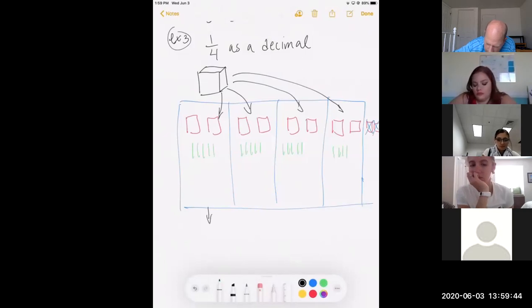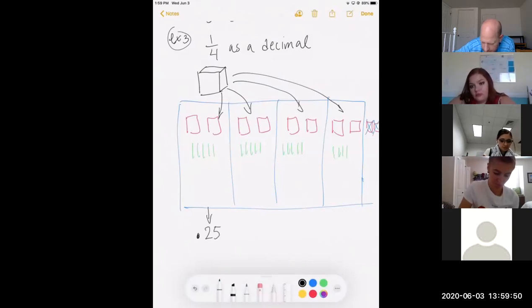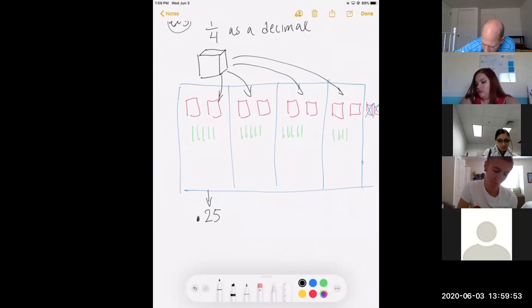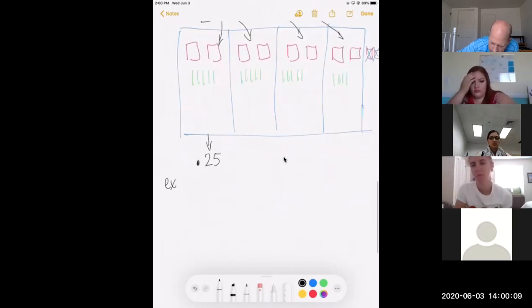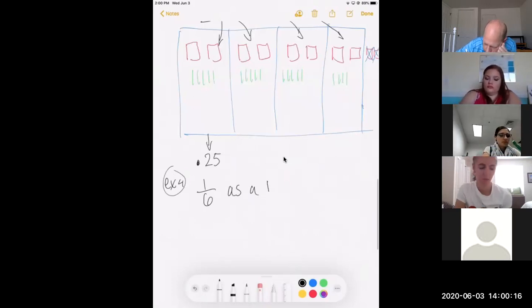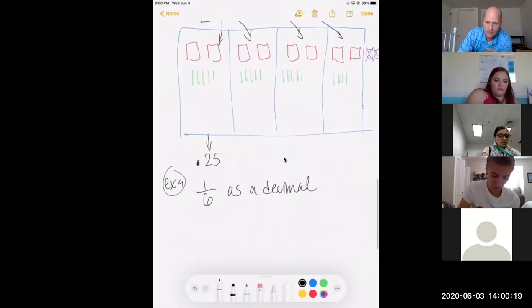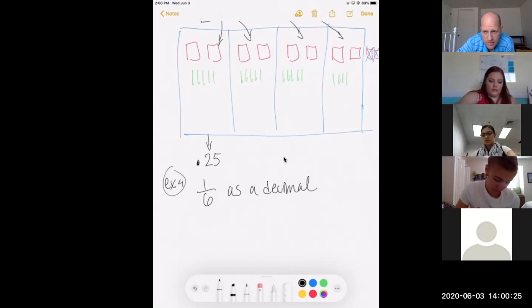So we look at our representations, the flats are tenths, and then the rods are hundredths. So that's how we can show that 1/4 is the same as 0.25 or 25 hundredths. All right, you guys getting the gist of this? Let's go ahead and do a different example. Maybe a little bit harder one. Let's do 1/6 as a decimal. And what is 1/6 as a decimal? Go ahead and work that out with your concrete model or a drawing if you have the drawing one that's available.